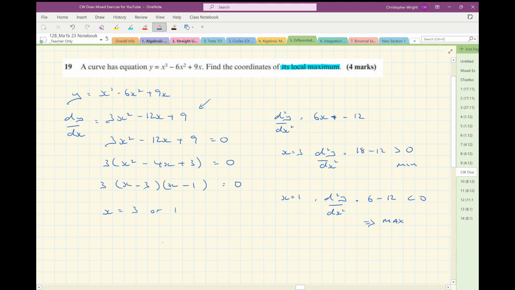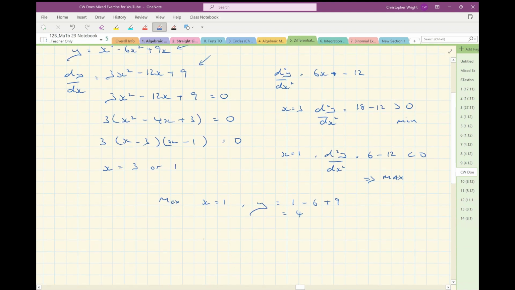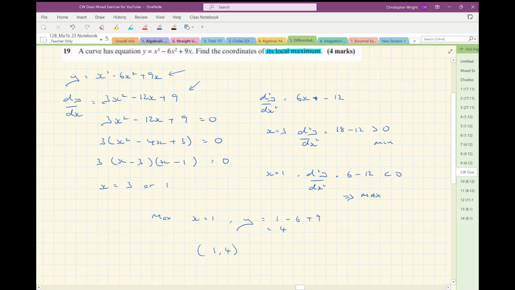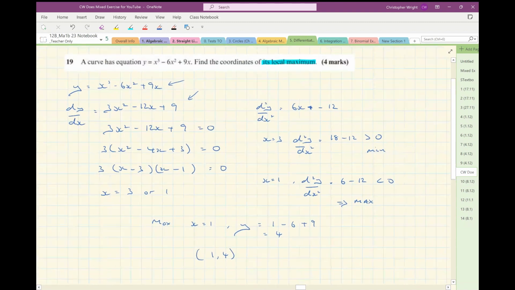So the local maximum is where x equals 1, and y is what? Well, I'm substituting x equals 1 into there. Now 1 minus 6 plus 9 gives me 4. So my local maximum is the point (1, 4). And that is question 19 complete.